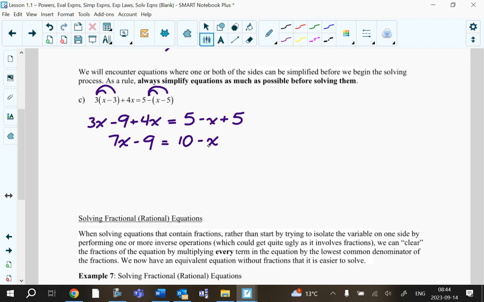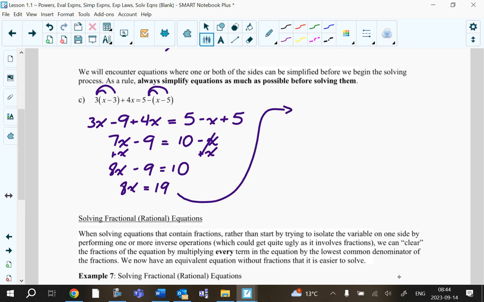Add 1x to both sides, so that you're taking it away from here and adding it here. And you get 8x minus 9 equals 10. Next, you get 8x equals 19. Divide both sides by 8, and you get 19 divided by 8, which you can't divide cleanly. If you can't divide it cleanly, leave it as a fraction. Just make sure it's reduced if necessary. This can't be reduced, so we're done.